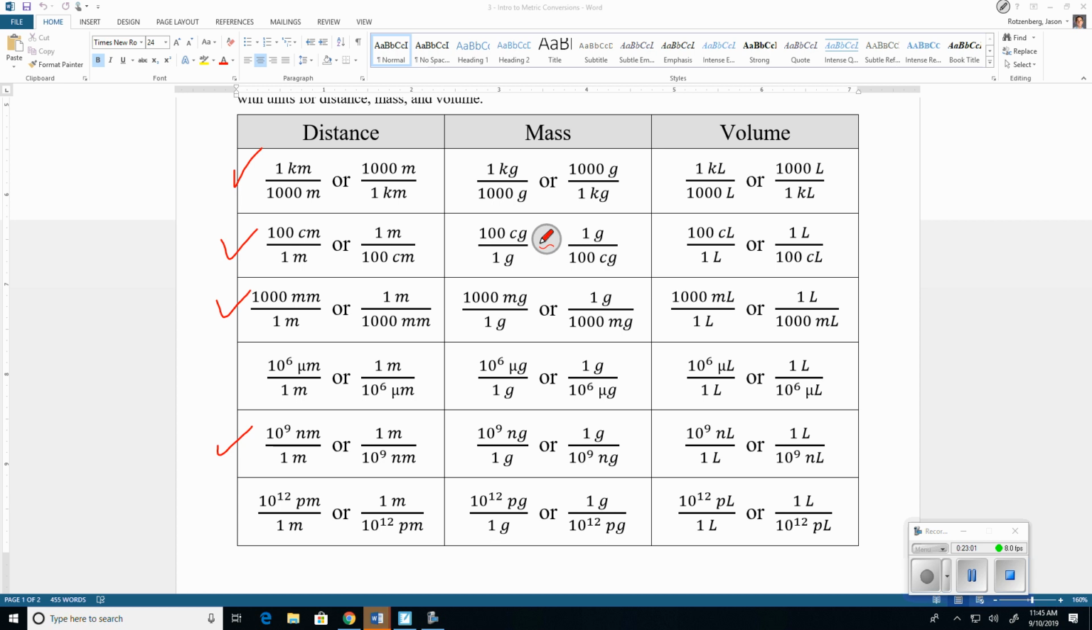Micrometer is the one in between those two. Micrometer is a common unit of measure. Micro is a good prefix. Picometer is one that we will reference in the next unit, but we don't have to do conversions with.